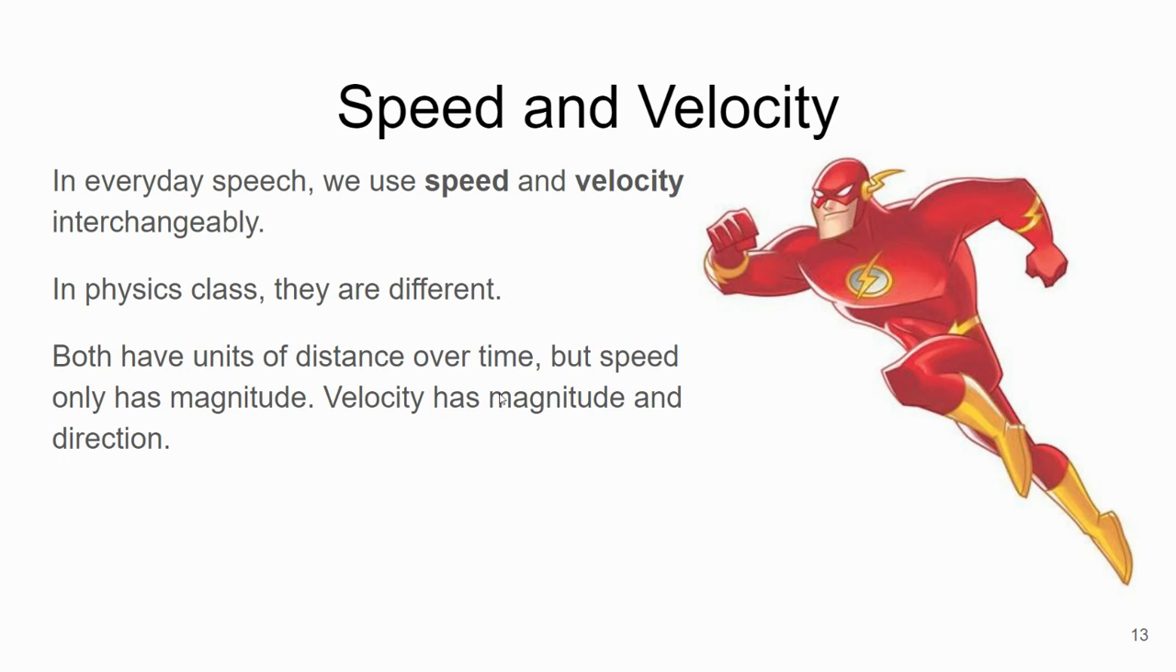And now comparing speed and velocity. Speed and velocity in regular talking are just synonyms. They mean the same thing. In physics, they have different meanings. Speed is a magnitude, whereas velocity has a magnitude and direction, which means speed is a scalar and velocity is a vector.